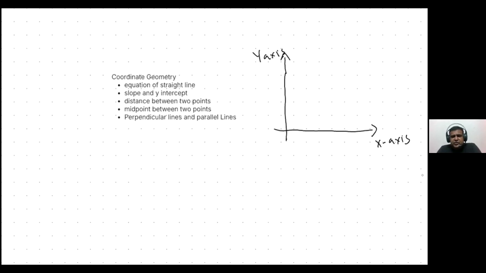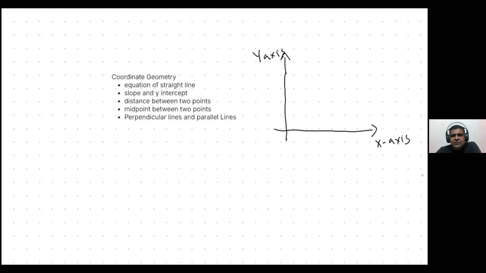We are short on time, so I've chosen the topic coordinate geometry, where we will discuss the equation of a line, slope of the line, gradient, and the y-intercept. Also, distance between 2 points, midpoint between 2 points, the perpendicular lines formula concept, and also parallel lines.